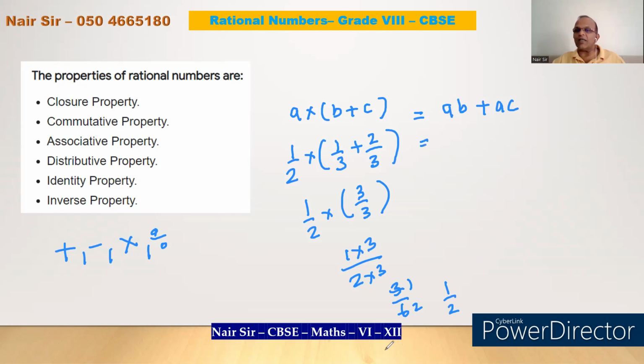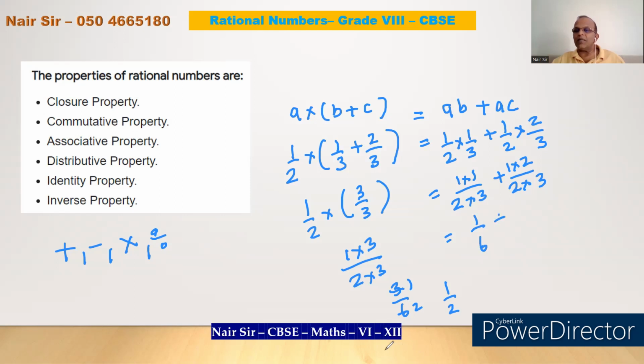Now let me look at the RHS. 1 upon 2 into 1 upon 3 plus 1 upon 2 into 2 upon 3. What do I get? 1 into 1 upon 2 into 3. There are some steps which you can skip, but skip only if you are 100% sure. 1 upon 6 plus 2 upon 6. And that is nothing else but 1 plus 2, which is 3 upon 6, which is equal to 1 upon 2. So my RHS is 1 upon 2.